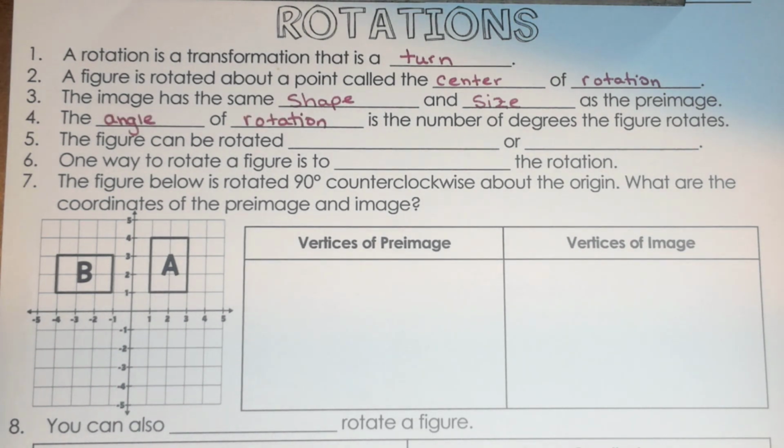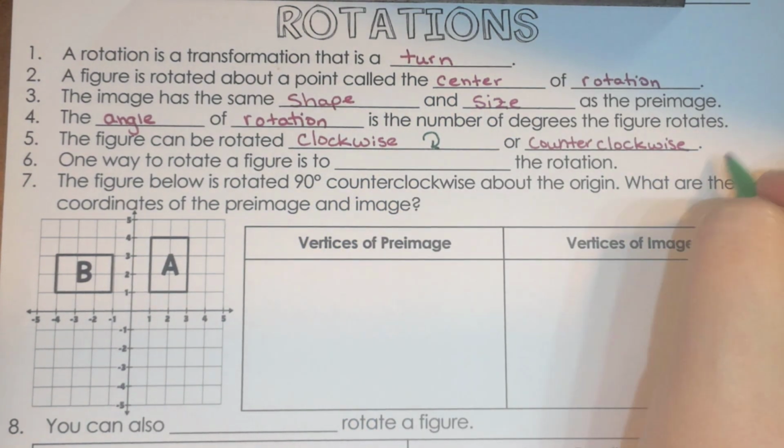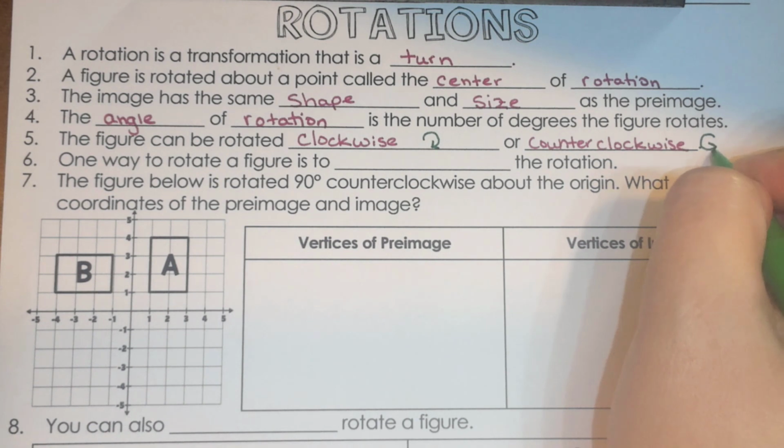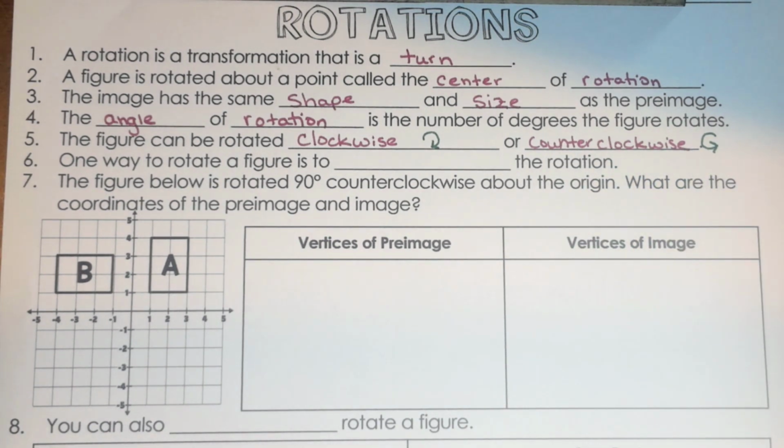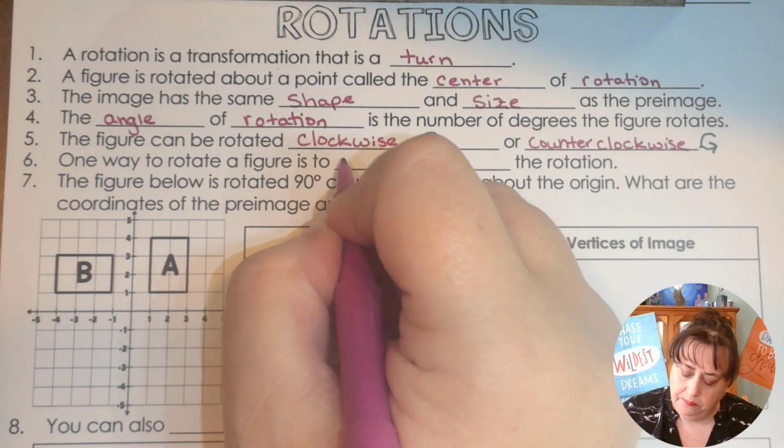The angle of rotation is the number of degrees the figure rotates, and we are going to look specifically at 90 and 180. Our worksheet has some 270 degrees on it, and we will talk about that. A figure can be rotated clockwise. So if you look at an analog clock and the way that the hands move, this direction. Or counterclockwise, that means in the opposite direction. And so those are the definitions and some of the things that we need to know in order to start talking about rotations.